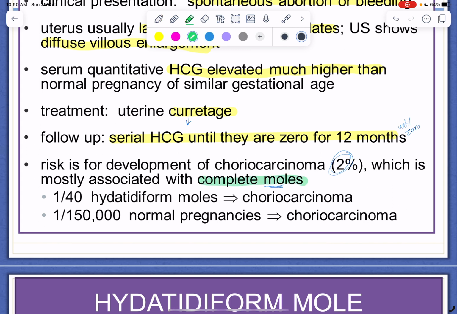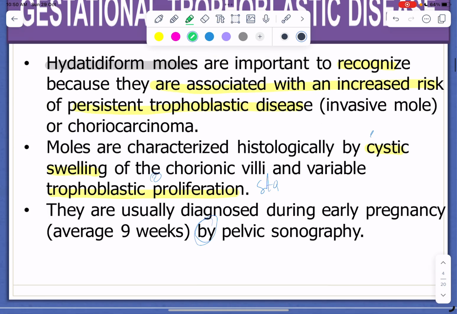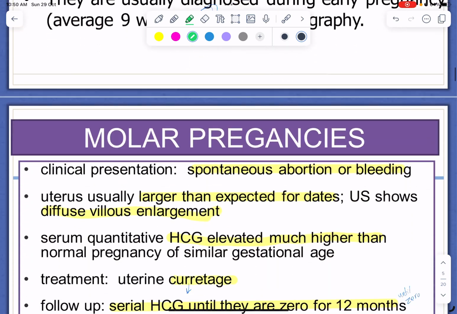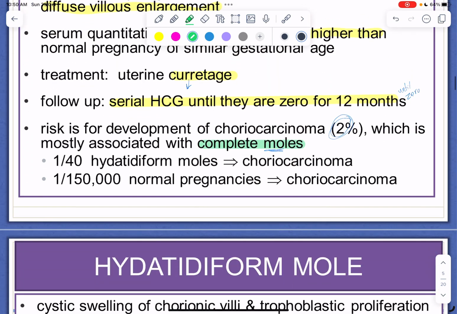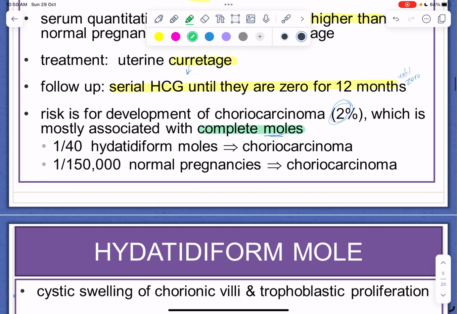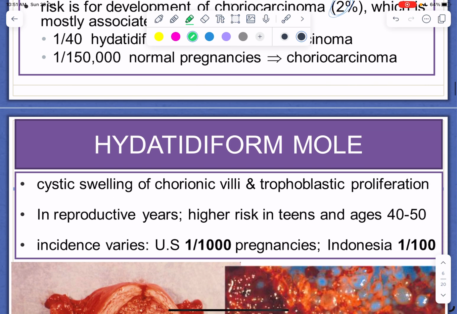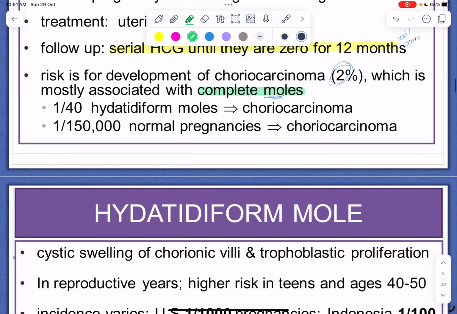In every 40 hydatiform moles, one of them will transform to choriocarcinoma. In normal pregnancy, every 150,000 will develop choriocarcinoma. That means, in the condition of hydatiform mole, the transformation to choriocarcinoma is near the normal pregnancy. Okay?